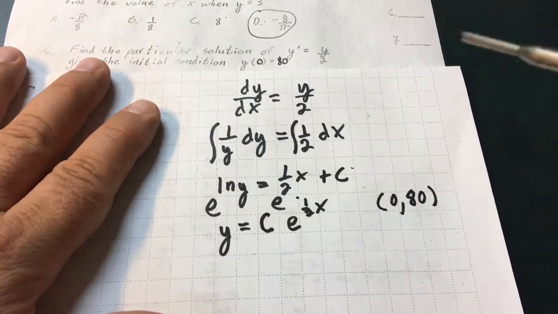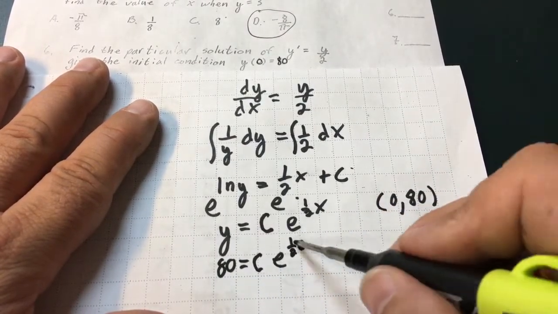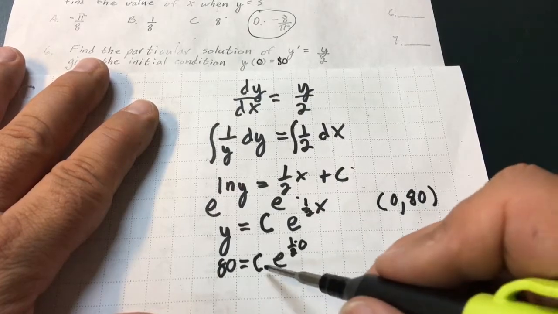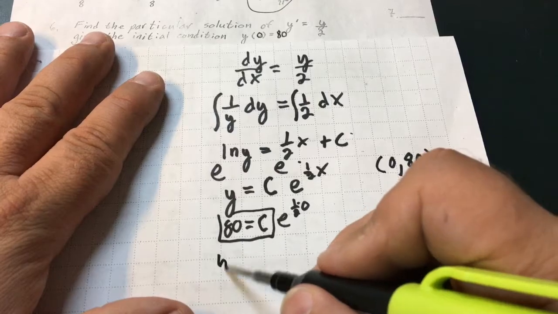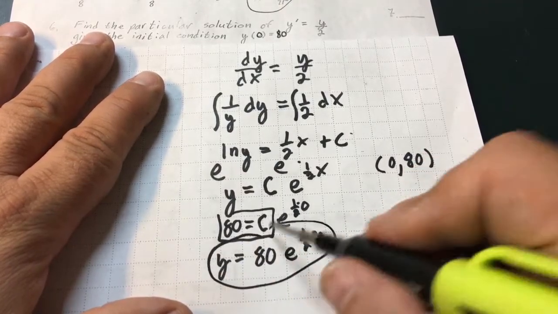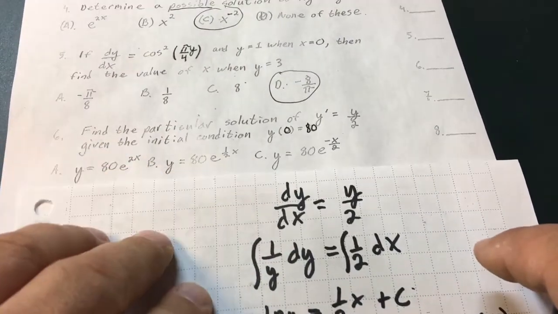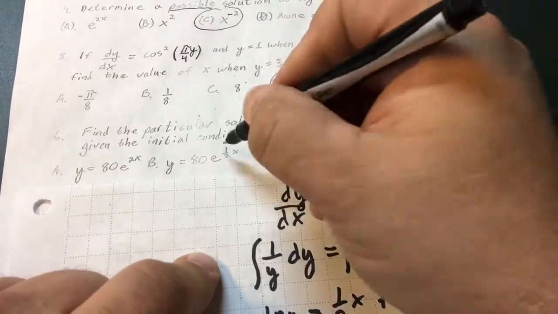When x is 0 and y is 80, that's going to give me 80 equals c e to the 1 half of 0. 1 half of 0 is 0. E to the 0 is 1. So this is going to give me c equals 80. Once I have that, c equals 80, I can plug it back into the general solution to get a particular solution: 80 e to the 1 half x. Let's see if it matches up with any of them. That's going to give me choice B. Not negative, positive.